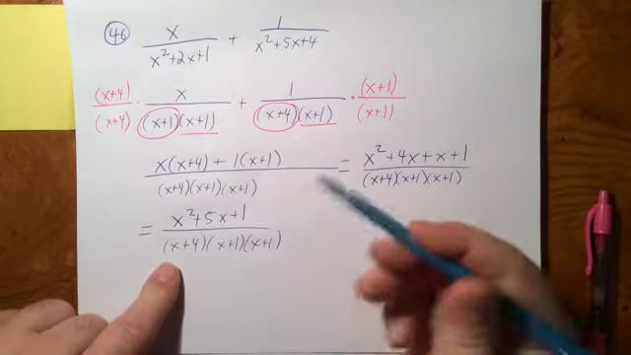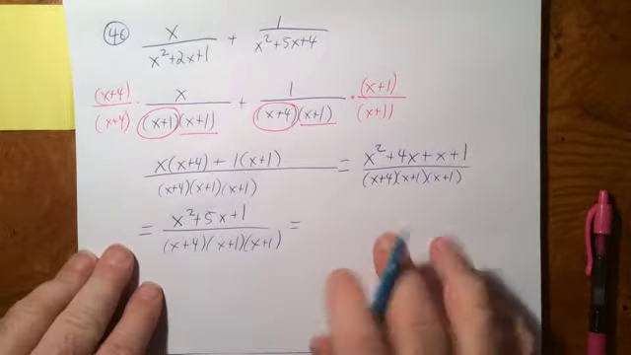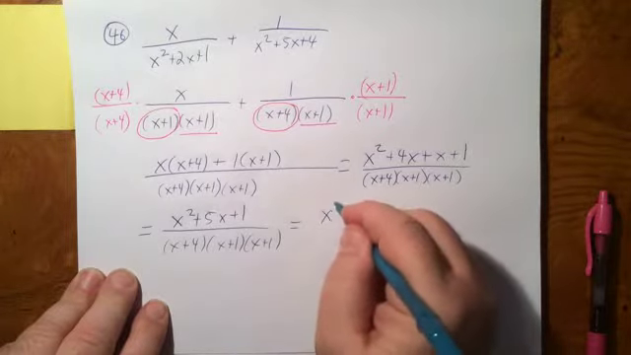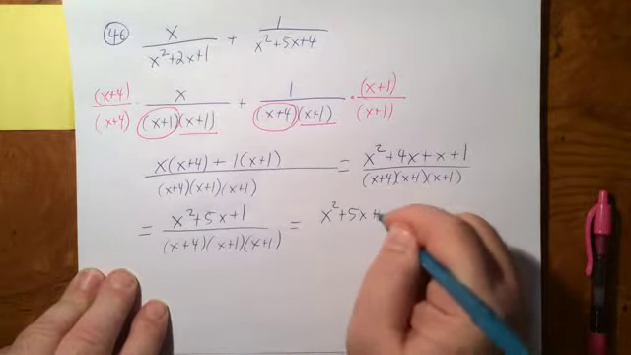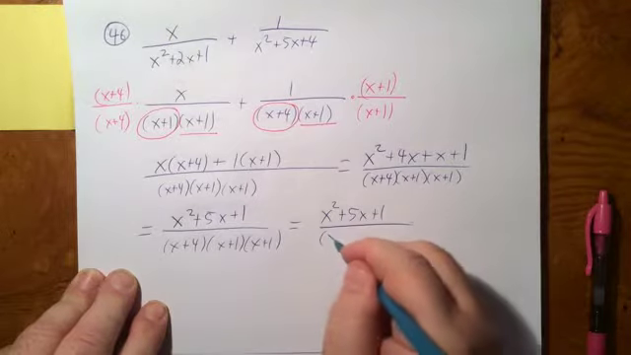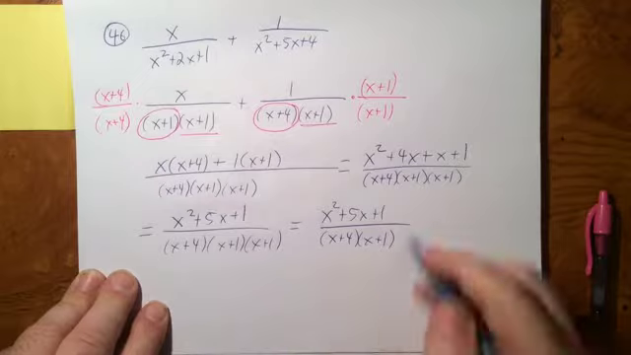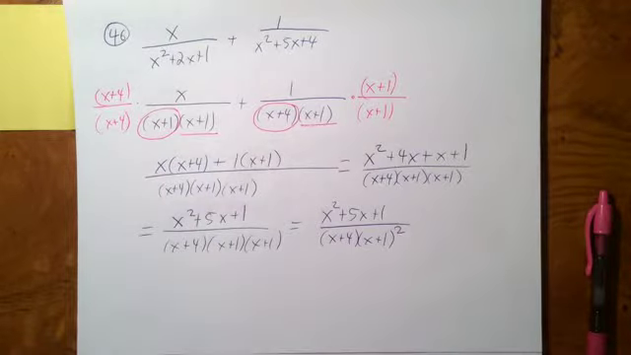The only thing we might be able to do, and the one thing you may need to show when you're doing this work in MyMathLab, is to rewrite this as x squared plus 5x plus 1 over x plus 4 times x plus 1 quantity squared. So, again, what's the focus here?